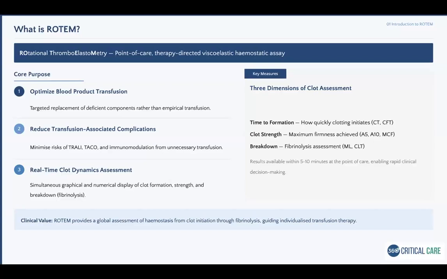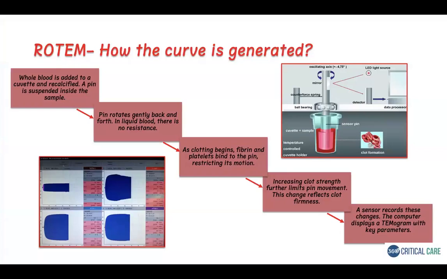It looks at three basic stages of coagulation, which are the time for formation of a clot, clot strength, and how it is broken down. The best thing is that you get a report, or part of the report, in front of you in 5 to 10 minutes, and you can start acting on it rather than waiting for a routine coagulation test that you send to the laboratory and wait for half an hour to 1 hour at least.